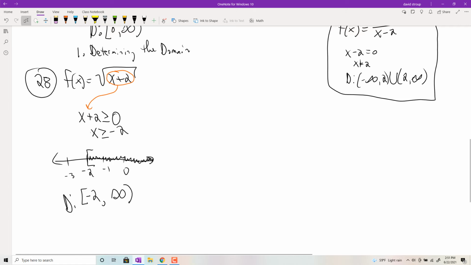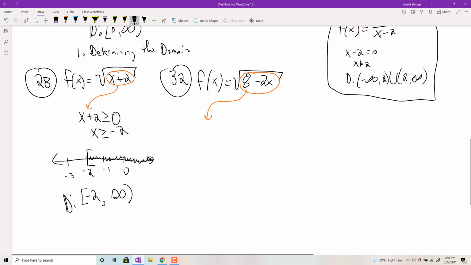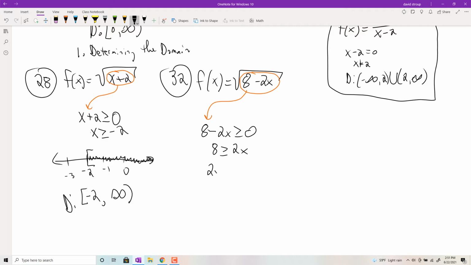Okay, let's look at one more. Here's 32, and then we'll look at graphing these things. So f of x equals the square root of 8 minus 2x. Okay, it's the same process. You just take whatever's inside here and set it greater than or equal to 0. 8 minus 2x greater than or equal to 0. Okay, I need to solve this. I'm going to add 2x to the other side, so I have 8 greater than or equal to 2x. Flip-flop sides, but you got to be a bit careful when you do that. It'll be 2x less than or equal to 8.